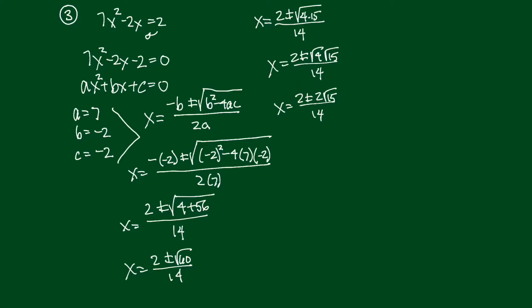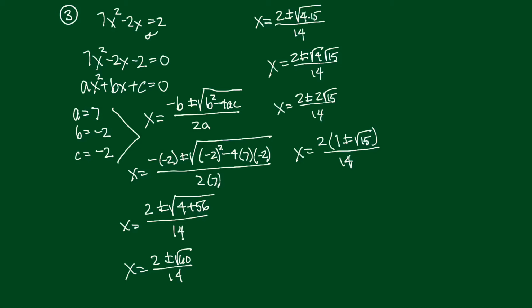So bring that 2 out. So we will get x equals 2, and then this quantity is left. Now, right, if there's a 2 and I'm taking it out, what's left? 2 times what is 2? Well, it's a 1. So 1 plus or minus, now there's a 2 there, but I'm removing it, square root of 15 all over 14.